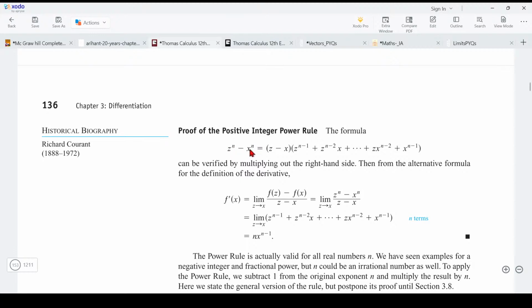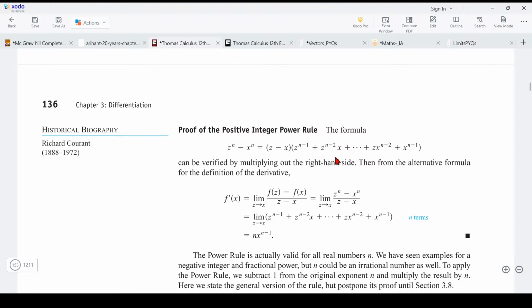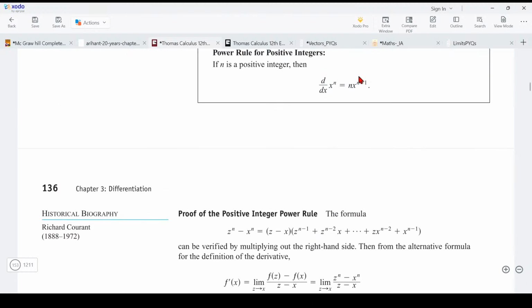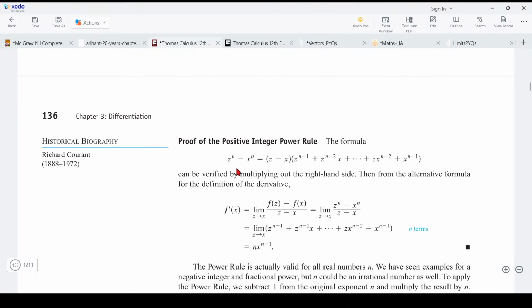For now, if it is an integer, you know this formula: z power n minus x power n. We can write it like this, right? If you expand this, everything will get cancelled, and only these two terms will remain. So what is the limit we are talking about? If this is the function f, what is f dash x? It is f of z minus f of x, over z minus x, when z is approaching x. This is the format.